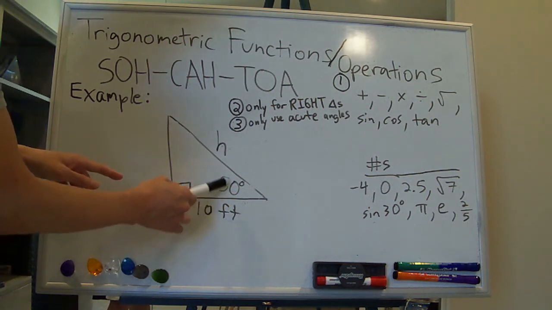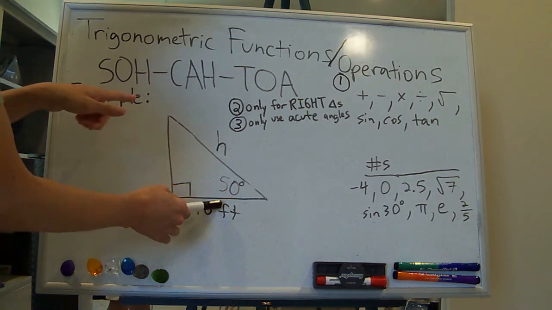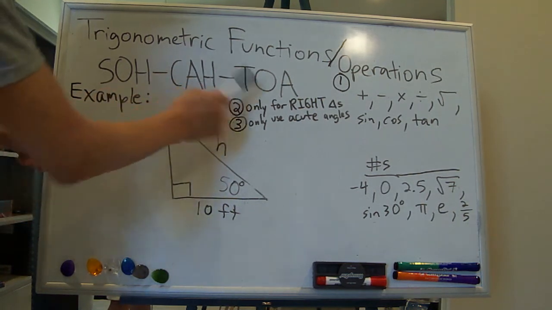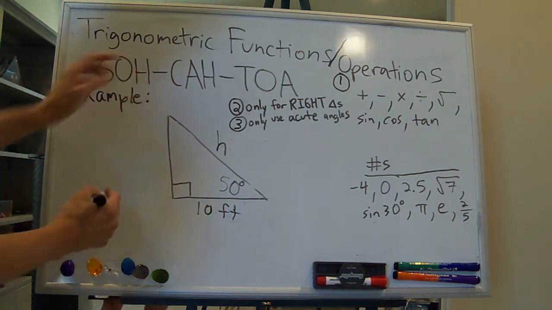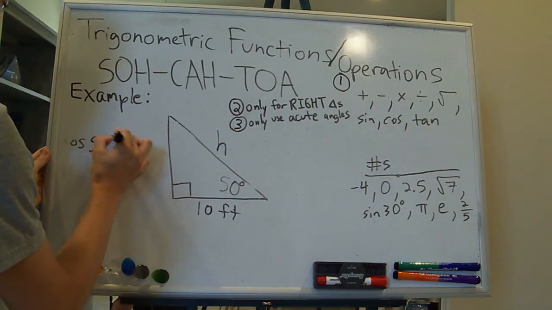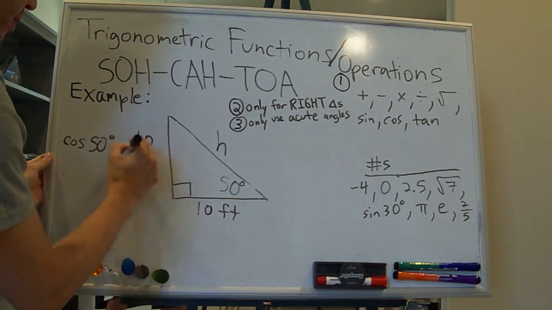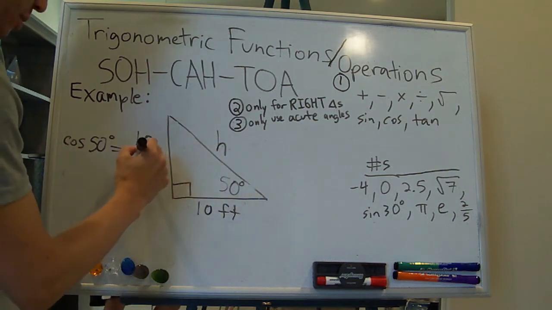Well, this is the adjacent side to this angle because, again, this is the hypotenuse, right? So we're going to use the adjacent side and the hypotenuse. So is that sine, cosine, or tangent? It's going to be cosine, right? So we have cosine 50 degrees equals the adjacent side, which is going to be 10, over the hypotenuse, which is the unknown side, which is going to be h.